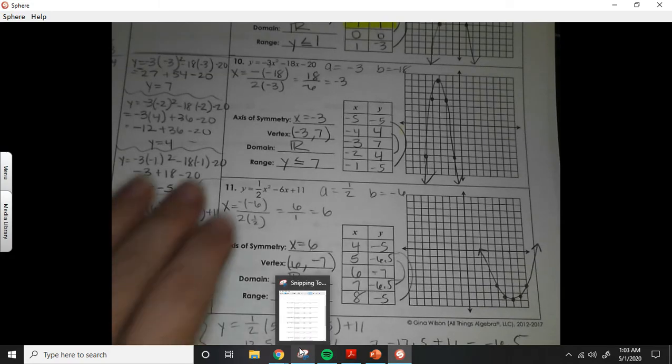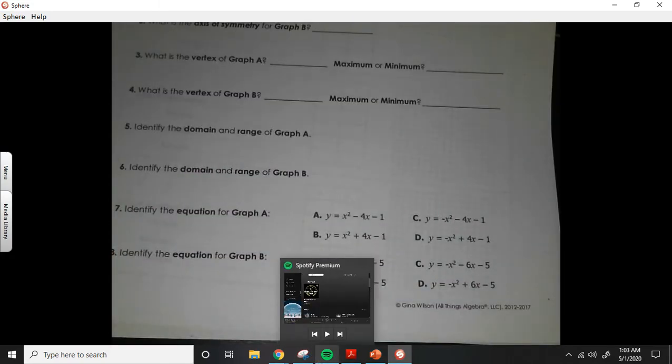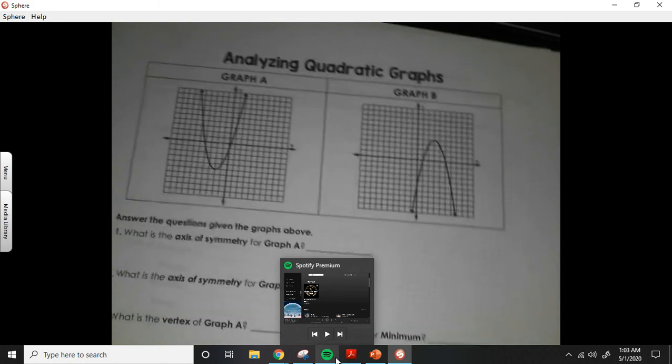That's all I've got for you today. Hopefully you can go ahead and skip the part where it says analyzing graphs. I want you to practice homework number 2 and see if you can graph these 8 questions by yourself.